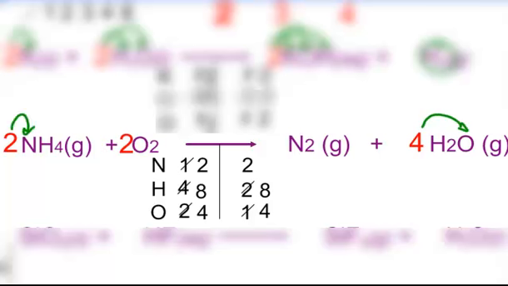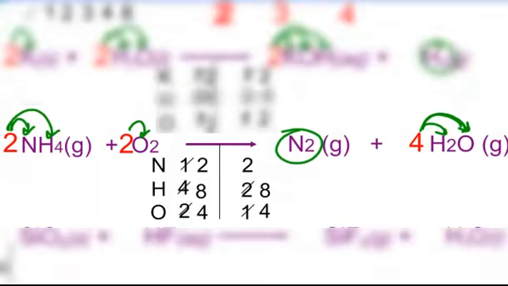Just to double check, look at our equation. 2 times 1 would give me 2 N's. Here's my 2 N's. 2 times 4 gives me 8 H's, and you can see 4 times 2 gives me 8 H's. 2 times 2 gives me 4 O's, and we have 4 O's right there.